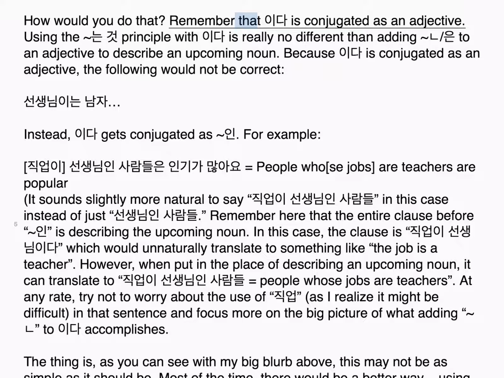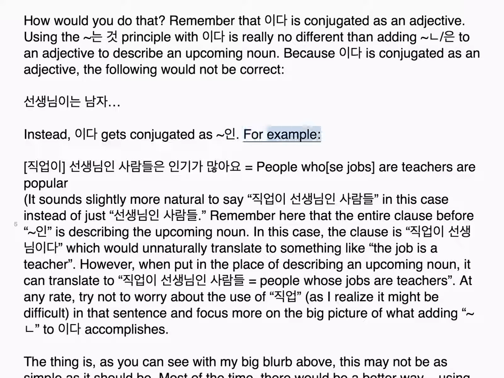Remember that 이다 is conjugated as an adjective. Using the 는 것 principle with 이다 is really no different than adding 는 to an adjective to describe an upcoming noun, because 이다 is conjugated as an adjective. The following would not be correct: 선생님이는 남자. Instead, 이다 gets conjugated as 인.